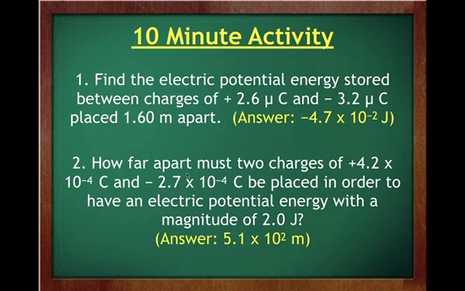And here you're just rearranging the formula. How far apart must two charges be, one being positive, one being negative, in order to have an electric potential energy with a magnitude of 2 joules? Again, you notice that concept: one's positive, one's negative, and in this case, they're going to have to be very much separated in order for that answer to be a positive work done.